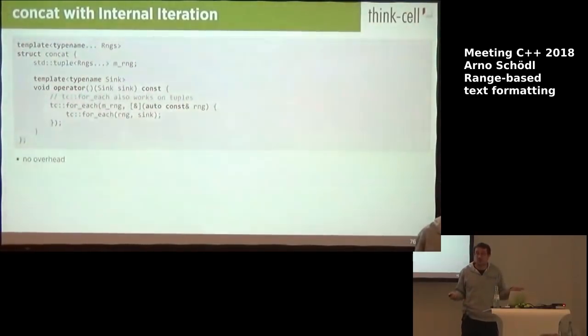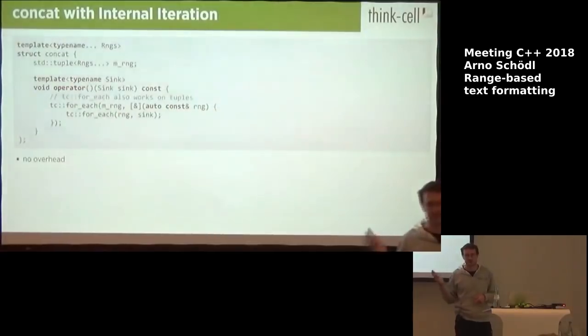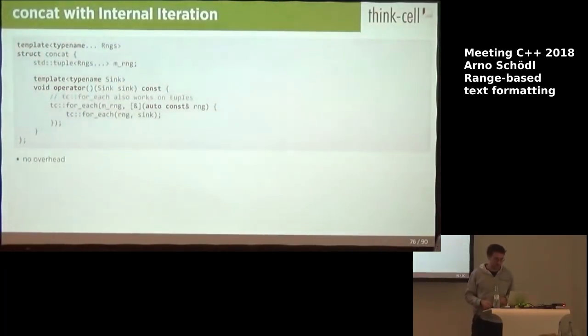And you can see there's no overhead. This is basically how you would write it if you write it by hand. You would just iterate over the first range first, and then over the second range, and then the third range. And this is exactly what the concat wrapper or function is doing.